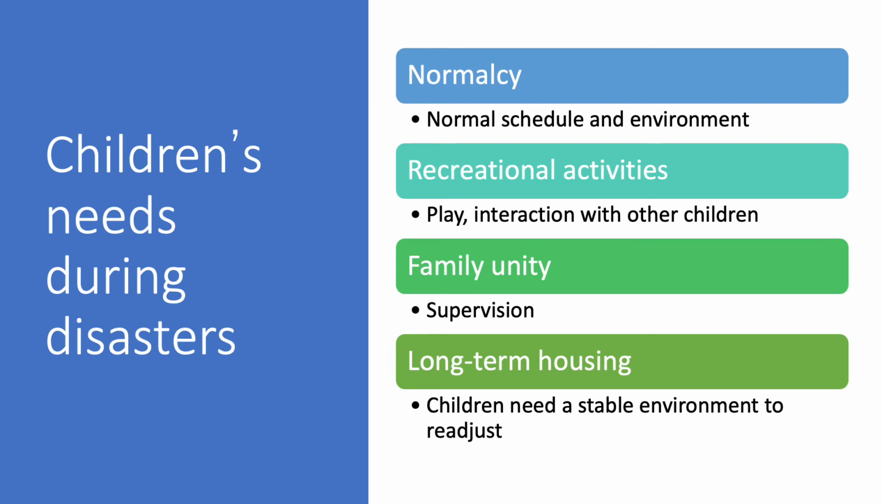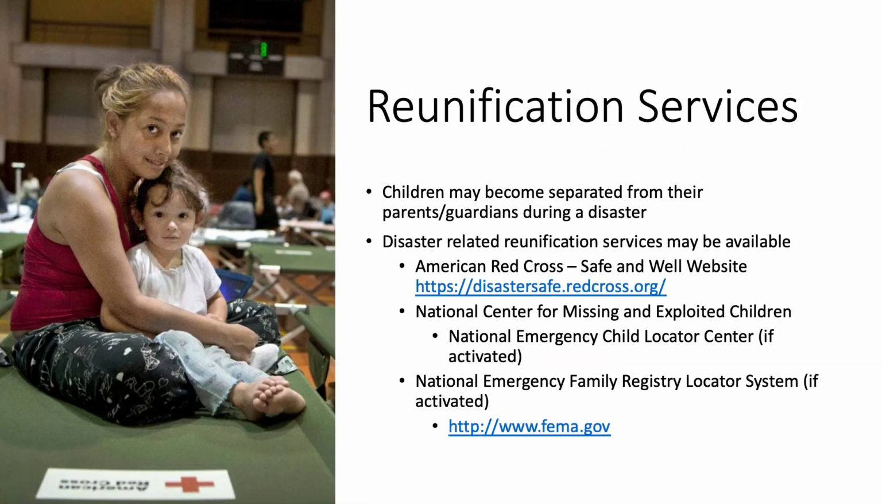You want recreational activities, so play and interaction with other children is beneficial for the child. It distracts the child from their family's troubles, and it improves their quality of life. And you want family unity. Children frequently react better and are more appropriately cared for when they remain with their families. Families provide necessary supervision for children. And then you want to get long-term housing as soon as possible for families with children. There are reunification services you should know about, and these are growing all the time.